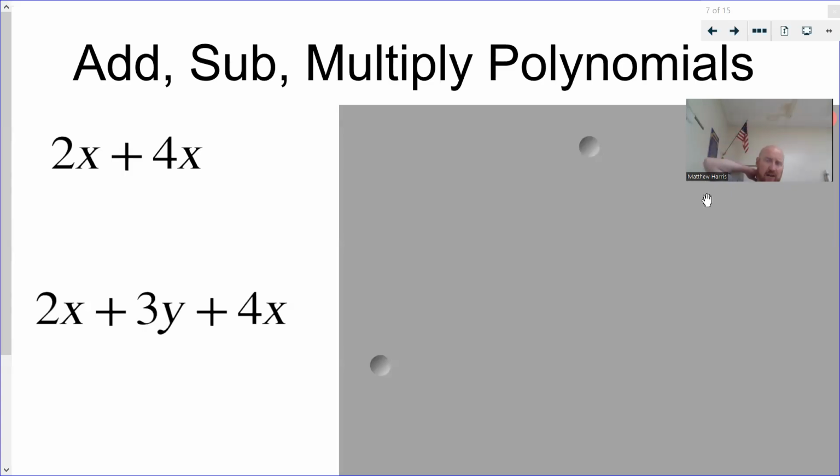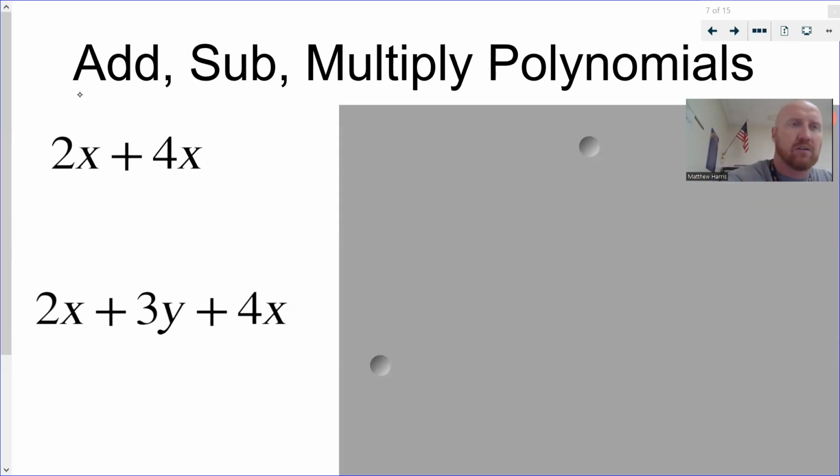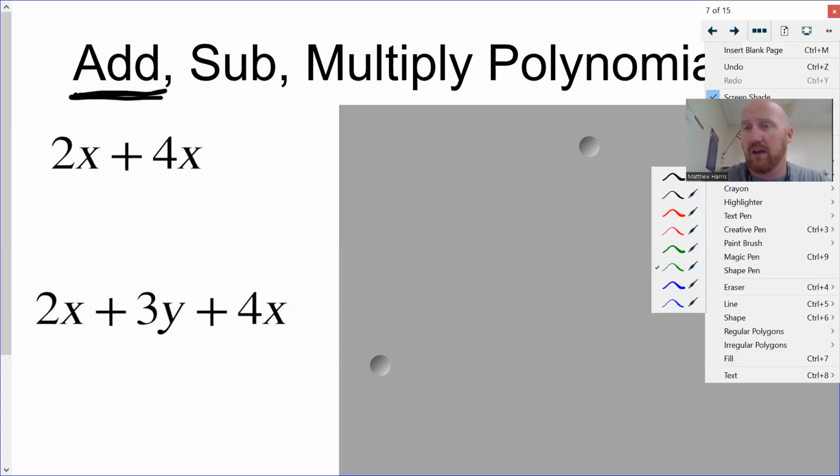So we're going to look at adding and subtracting and multiplying polynomials. And the first thing we're going to look at is actually adding polynomials. So we're going to deal with adding. Adding polynomials is just like combining like terms. The only difference is now we're going to start throwing exponents on some of our variables, and we'll talk about how those are different. Okay.